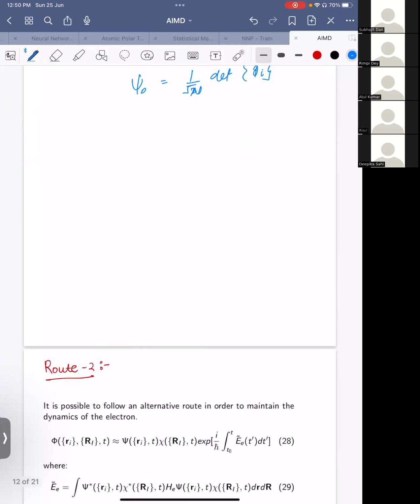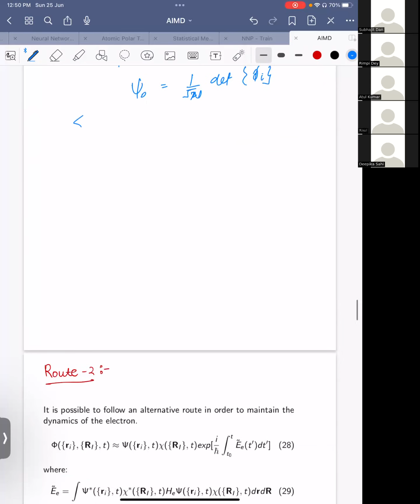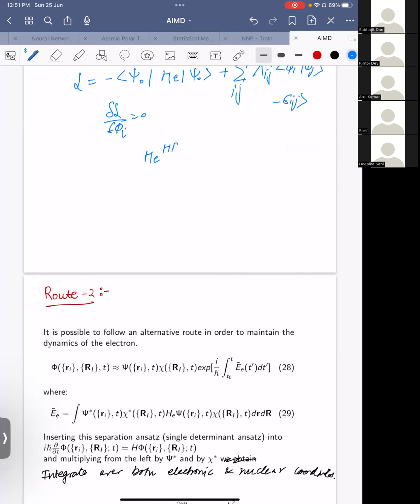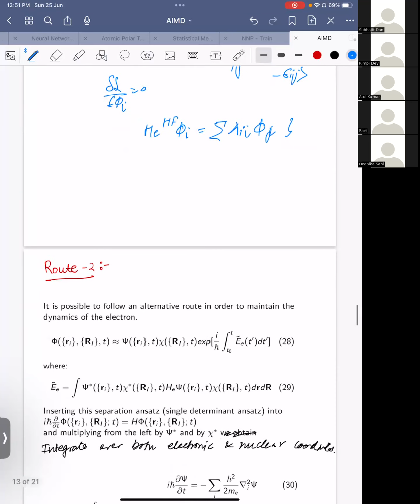Now, if we variationally minimize this expectation value, with some constraint such as orthonormality, and we minimize this equation, we will get an equation like this. And this is nothing but the Hartree-Fock equation.